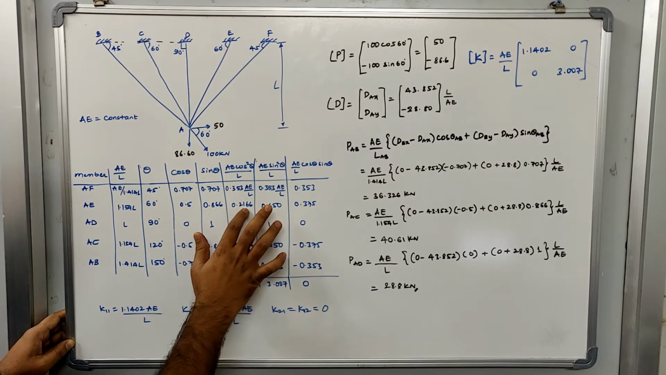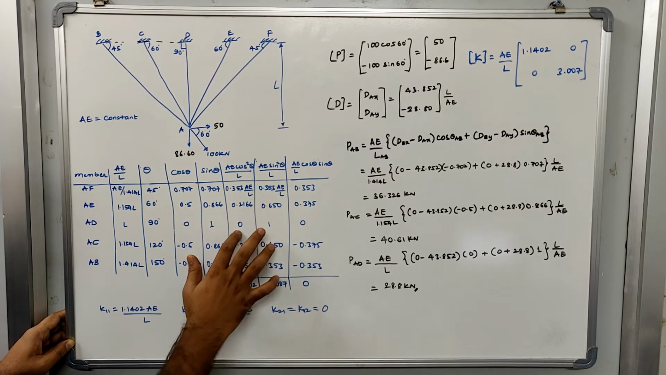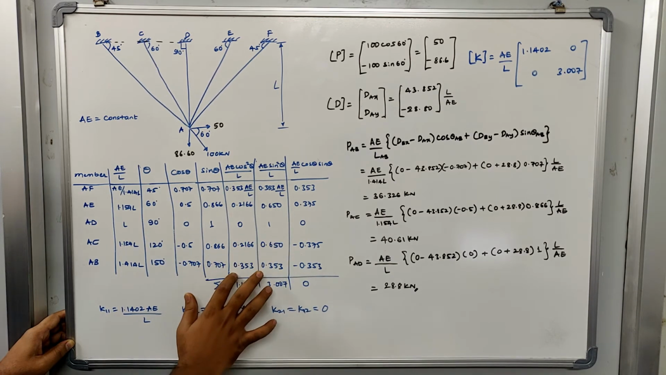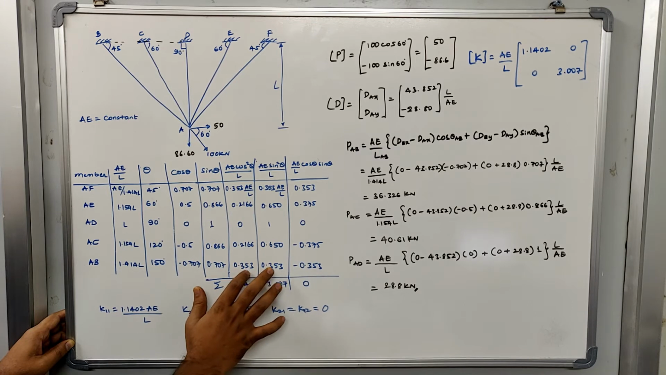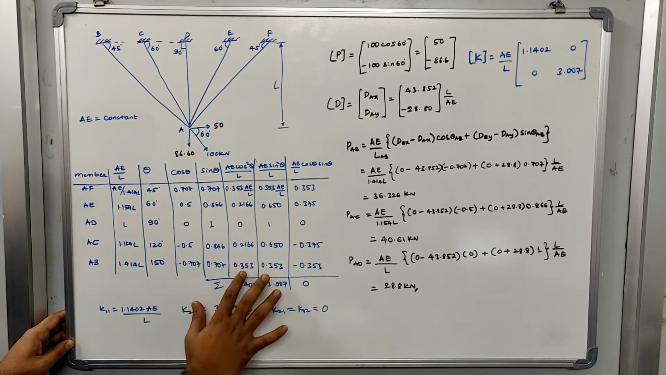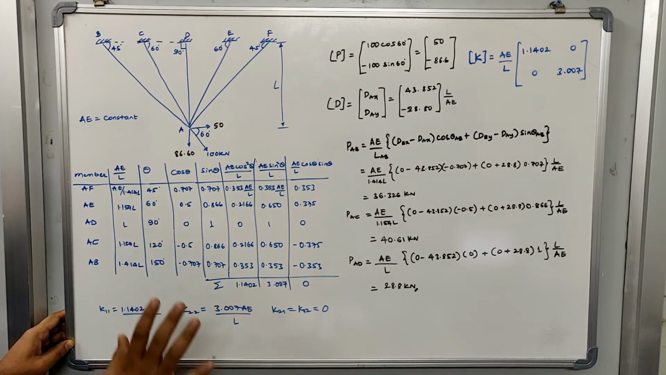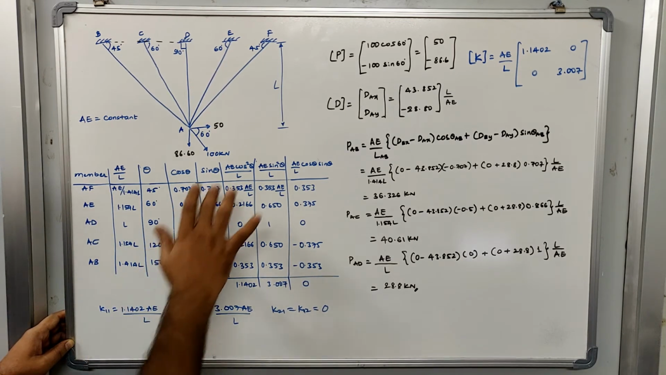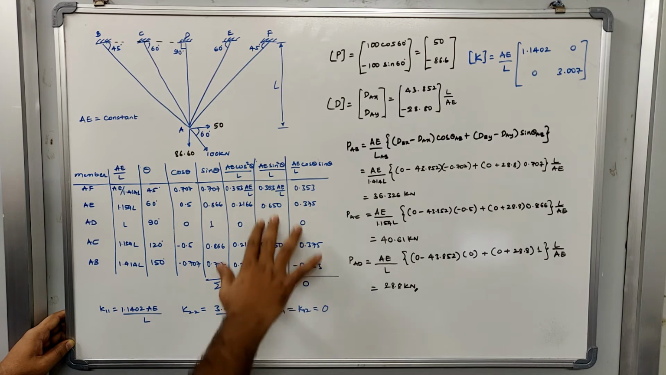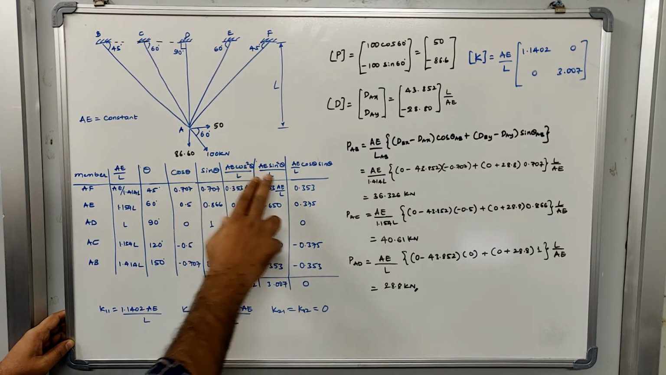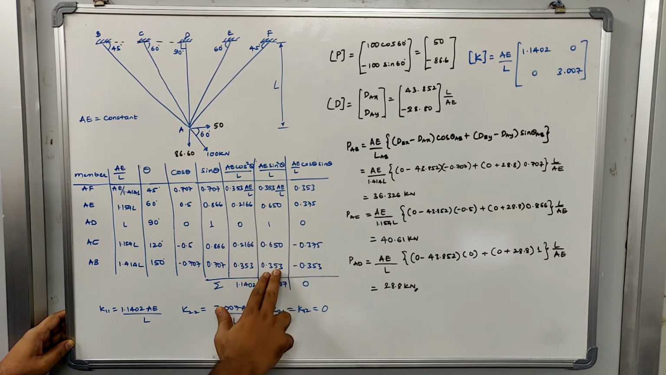So 0.2166 into AE by L, this is 0. Again similarly 0.2166 into AE by L, and this will be 0.5353 into AE by L. Okay, these are all solved by multiplying AE into cos square theta. Now once this is completed, we can solve for the next column, where we multiply AE by L into sin square theta. So we are solving AE by L into sin square theta values.